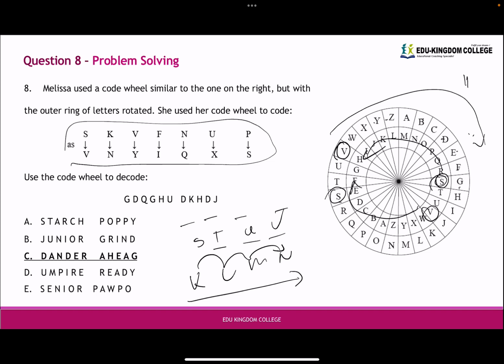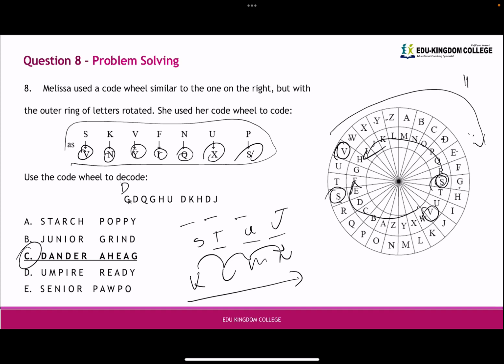So what you should have gotten straight away is that she used the code wheel to decode this, which must mean that everything she's gotten is 4 letters ahead of what the actual word was. So this would have been D, E, F, G, so D. We look and there's only one D anyway. So it has to be part C.